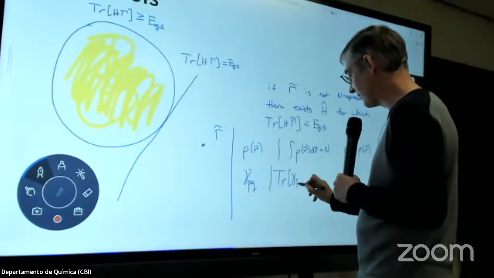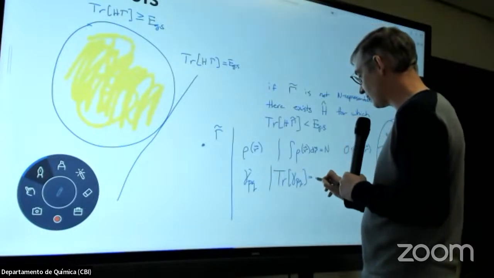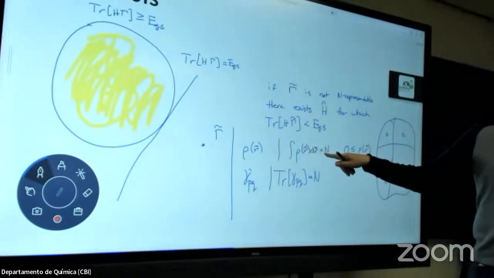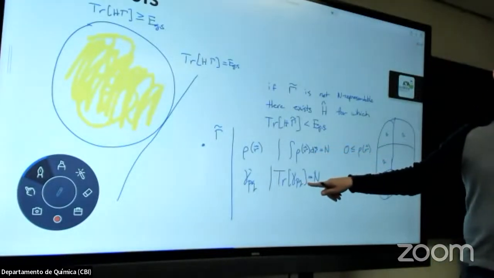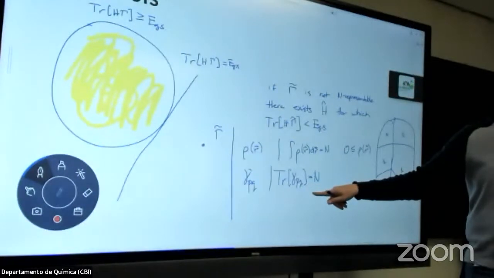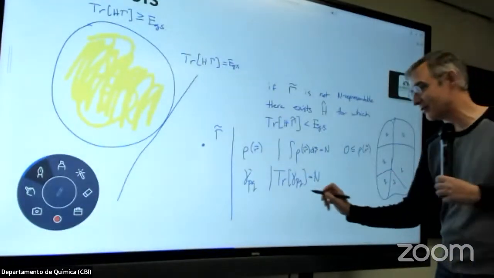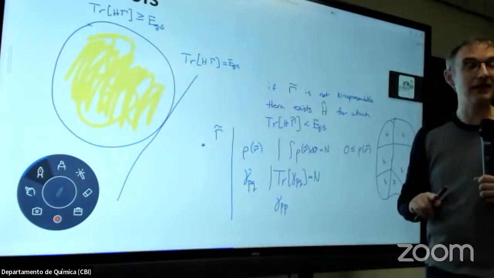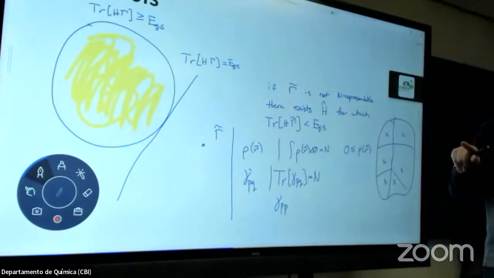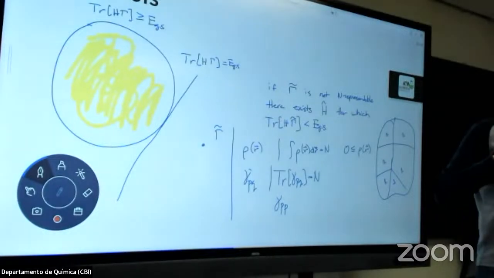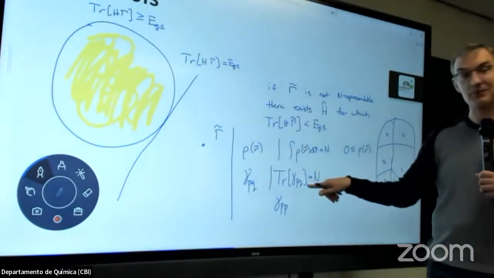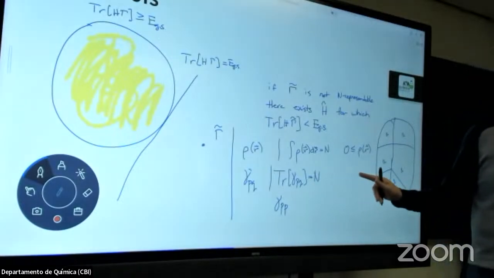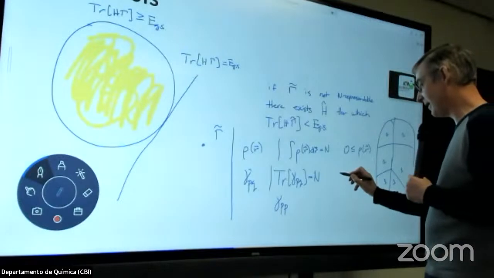Trace of gamma PQ equals N. So this was integration. This is now just the trace. You take the diagonal. The diagonals are like the probabilities. So gamma PP is the probability of seeing an electron in orbital P, right? If I add up over all the orbitals the probability of seeing an electron in it, I should end up with a number of electrons, right? So that makes sense.